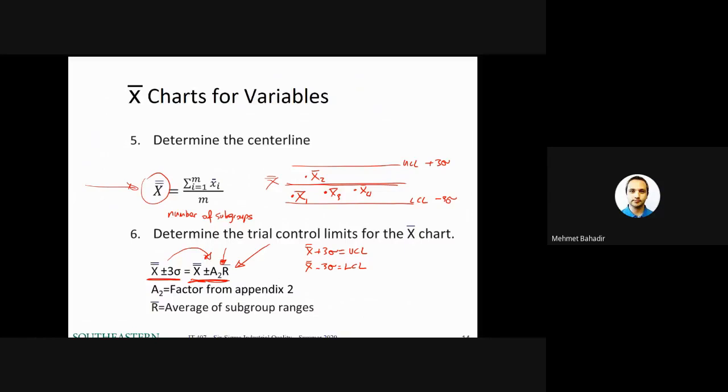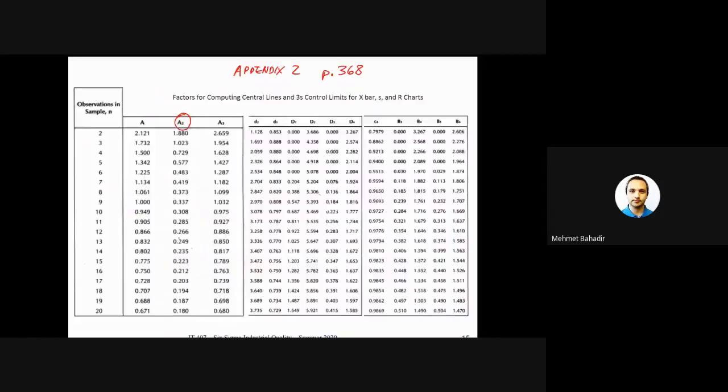All right. So basically, all the parameters in this formula are either easy to calculate or already given in the factors chart. Any questions?